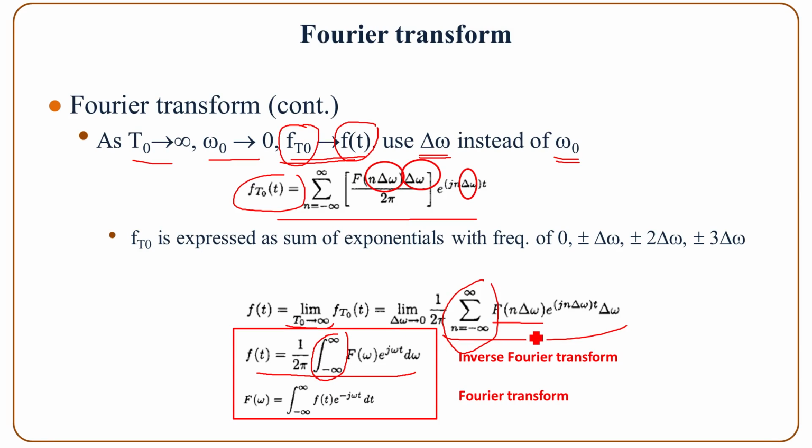So the sum becomes the integral. F of n times delta omega becomes F of omega, e to the j n times delta omega t becomes e to the j omega t. So this is the inverse Fourier transform. And F of omega, which we had in the previous slide, is the Fourier transform.